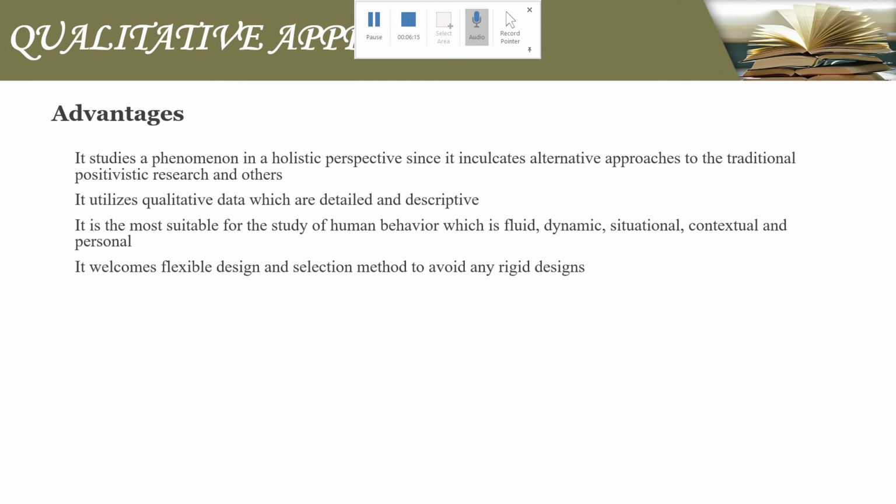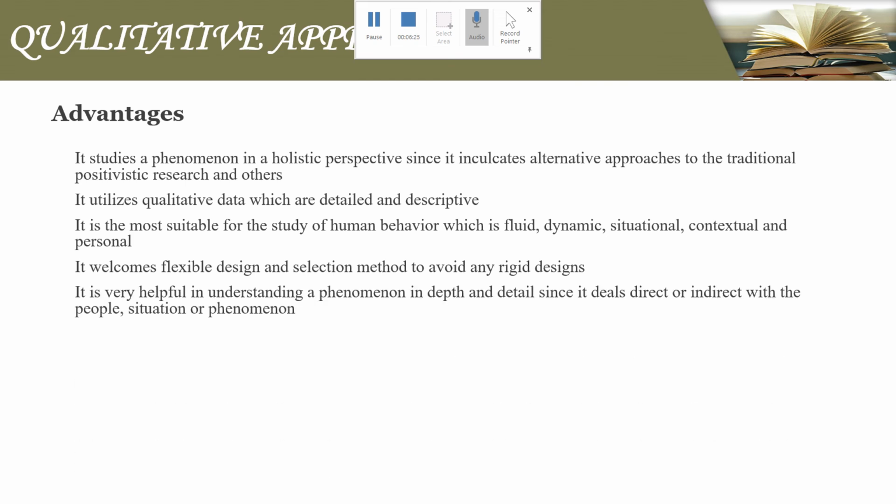It welcomes flexible design and selection methods to avoid any rigid design, since it does not follow a systematic or rigid approach. It is very helpful in understanding a phenomenon in depth and detail, since it deals directly or indirectly with the people, situation, or phenomena. With this approach, you'll be able to study a phenomenon or a group of people in their natural setting, and it paves the way for you to study them in depth, and it also helps you to have a direct interaction with your respondent or your participant.